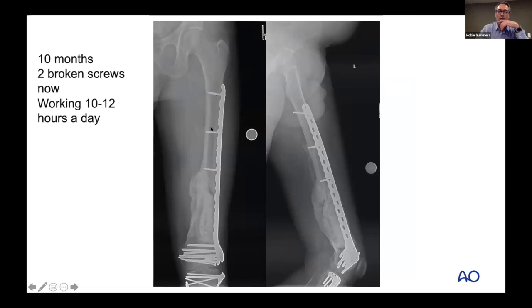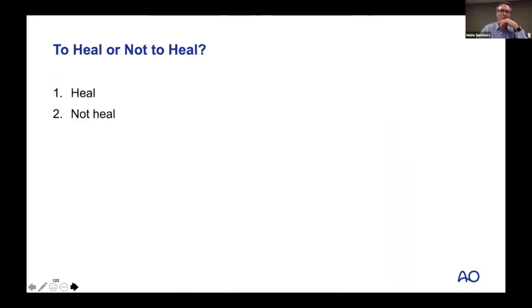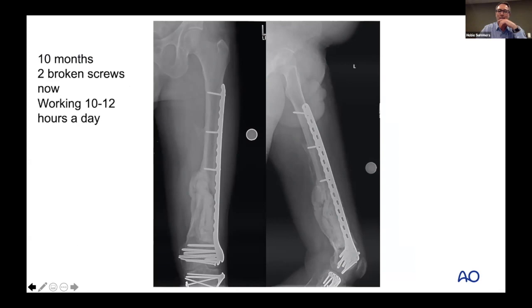There's one hanging on for dear life. And he still makes a little bit more bone every single time I see him. He's working 10 or 12 hours a day. And the question is, is that going to go on to heal, or is that going to fail? We'll let all the participants vote, and then you guys tell me what you think. Because I'm sitting here looking at this going, oh, God, he's got 1 screw left.